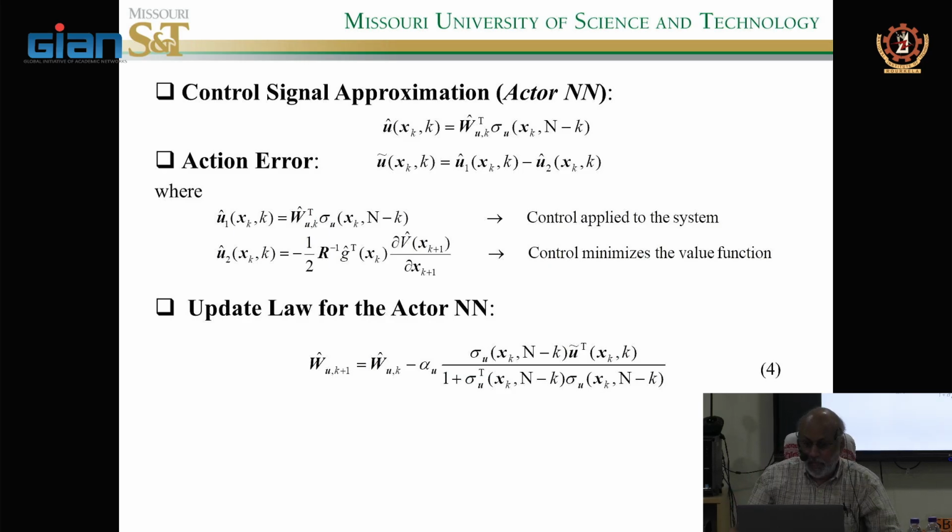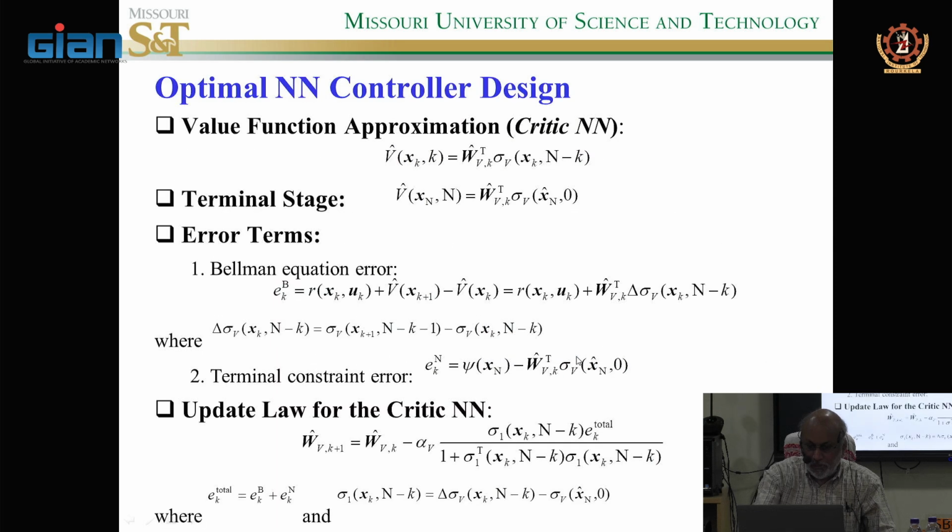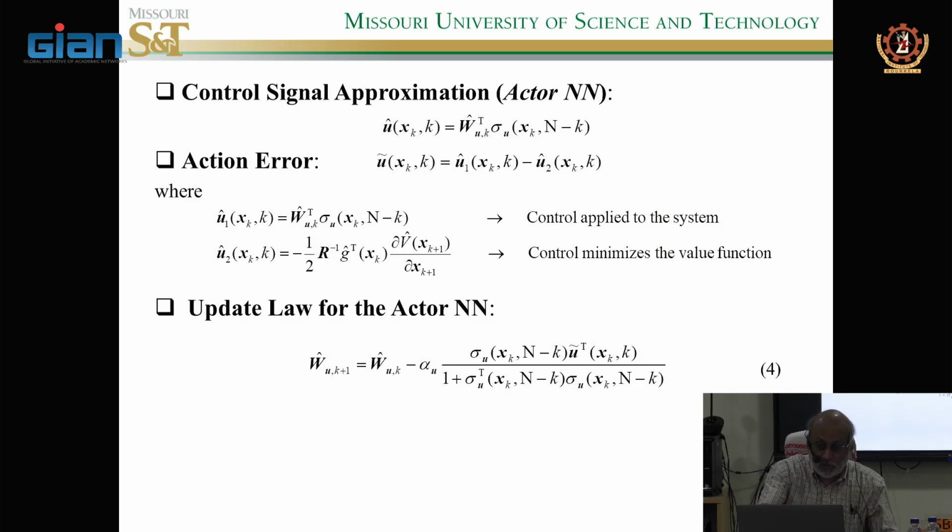But remember, what I'm using to tune this is basically used as the control input error or action error, U tilde. So whereas the critique uses the Bellman error, the actor uses the control input error. Now the question is, why can't we use the Bellman error for the actor? Why can't we do that?